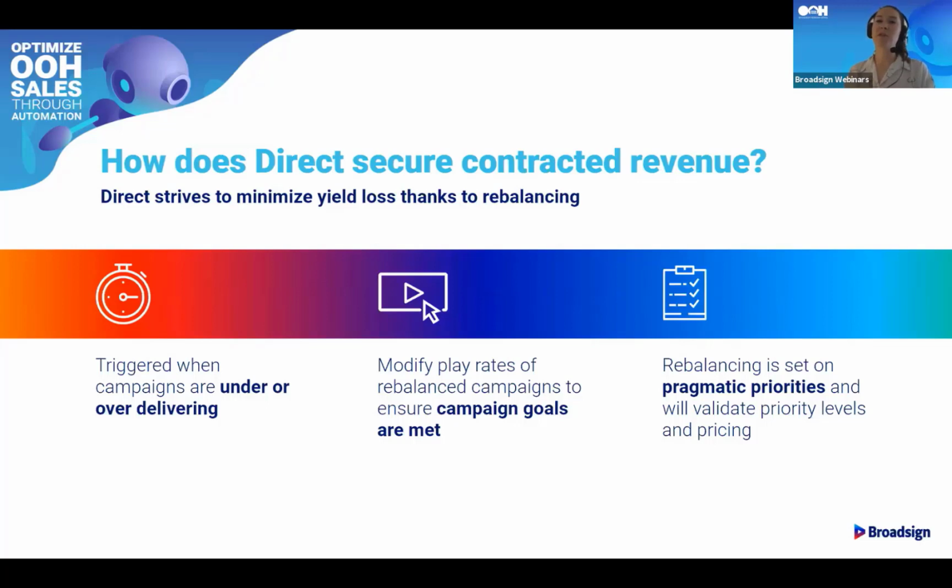So we offer a feature called rebalancing, and it uses algorithms that rebalance campaigns based on their priority level and pricing criteria. So the way it works is that it's triggered when your campaigns are under or over delivering. Your campaign may be under delivering if for some reason your screen is broken and you have a bus hitting your bus shelter, or even if you have a domination campaign that comes in the picture and you end up not being able to deliver your goals entirely on this campaign.